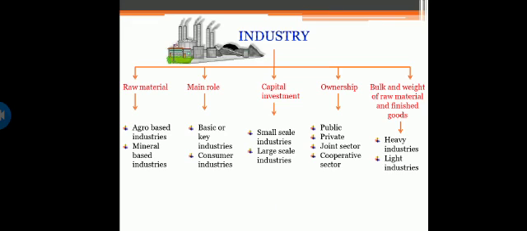Now, main role: basic or key industries and consumer industries. Based upon the capital investment, they are categorized into small-scale industries and large-scale industries. When it comes to ownership: public industries, private industries, joint sector and the cooperative sector. Bulk and weight of raw material and finished goods: they are classified into heavy industries and light industries. So let us move on to the next slide to read in detail about the various types of industries.